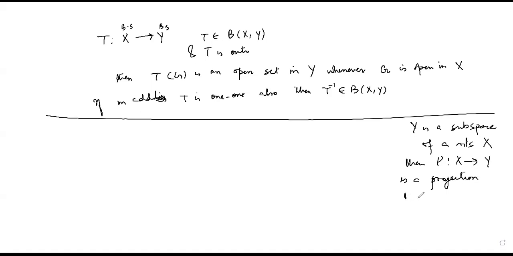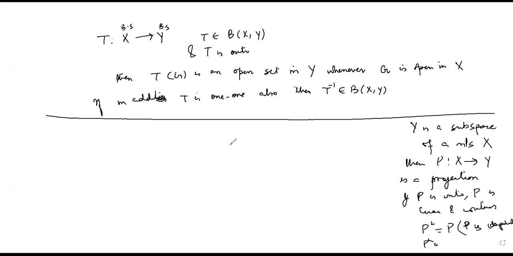if P is onto, P belongs to B, a bounded linear map, and it's continuous and linear. P is linear and continuous. And third property, P square is equal to P. P is idempotent.